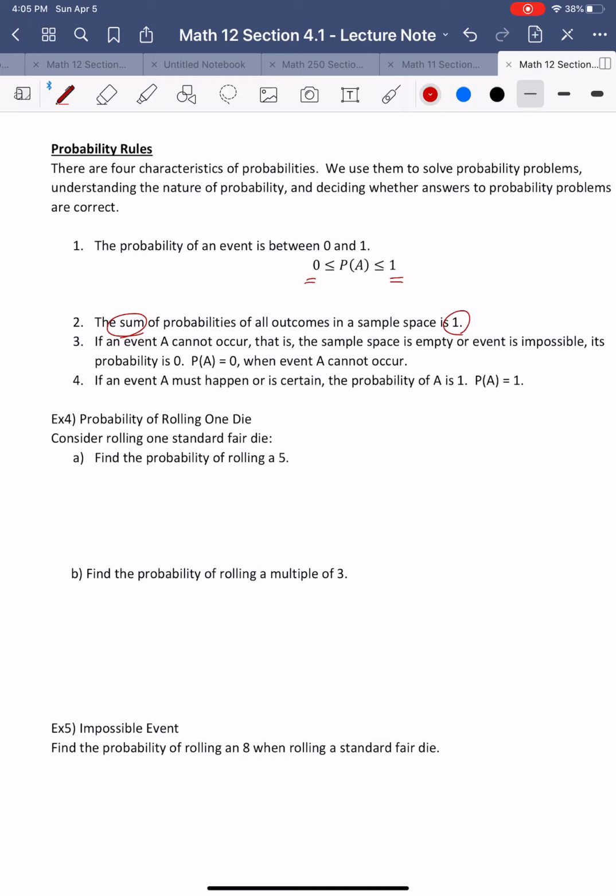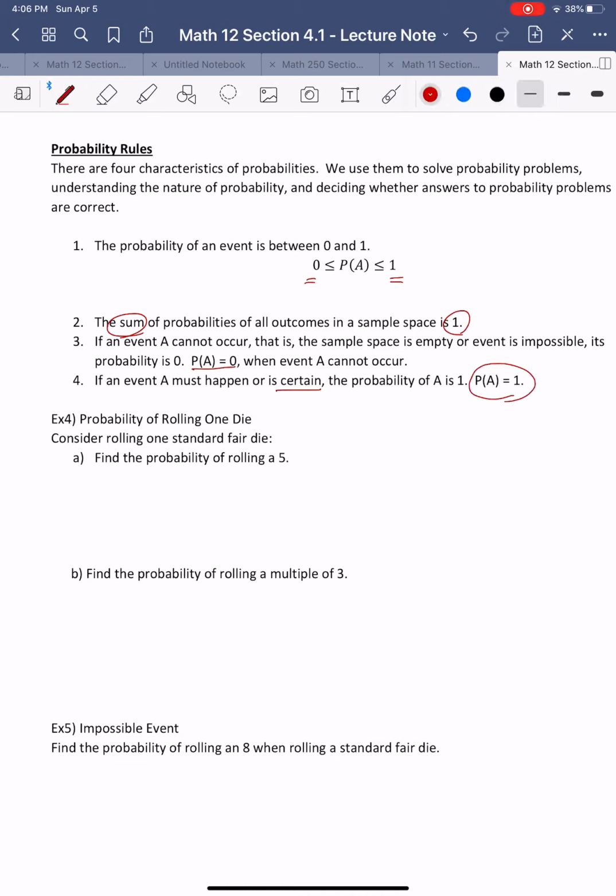If an event A cannot occur, that is, the sample space is empty and the event is impossible, in that case we say P of A is equal to 0. But if the event must always come out true, it is certain, and then we always say P of A equals 1.